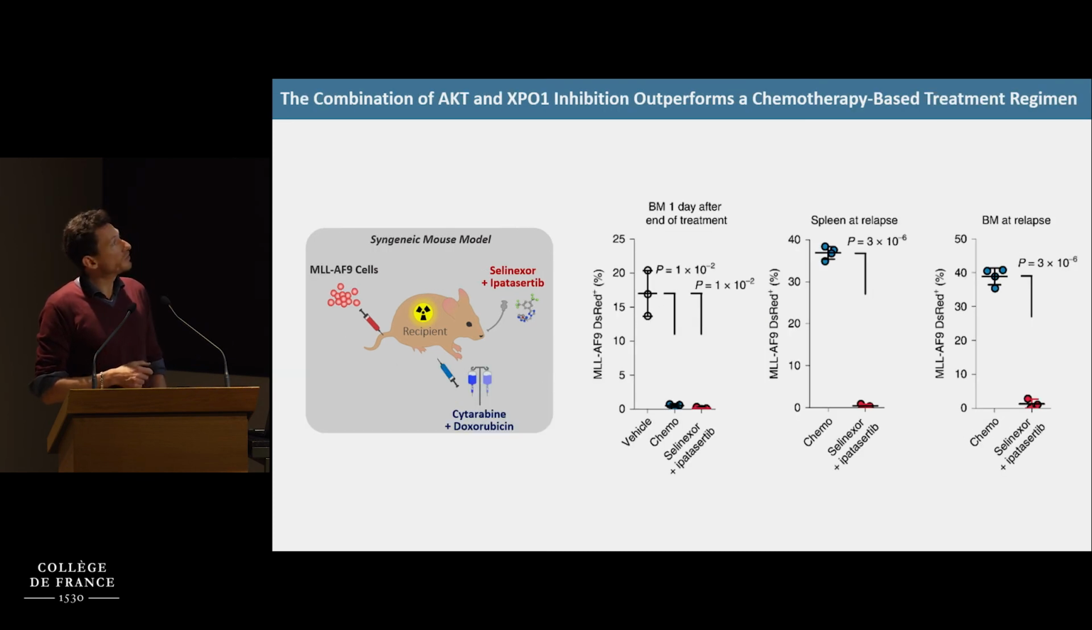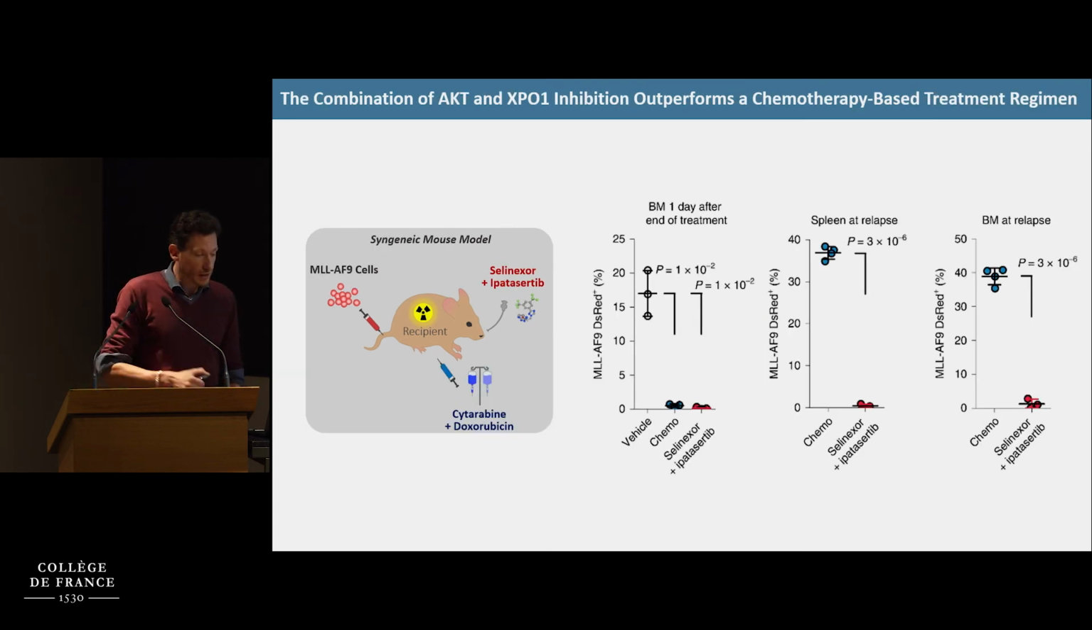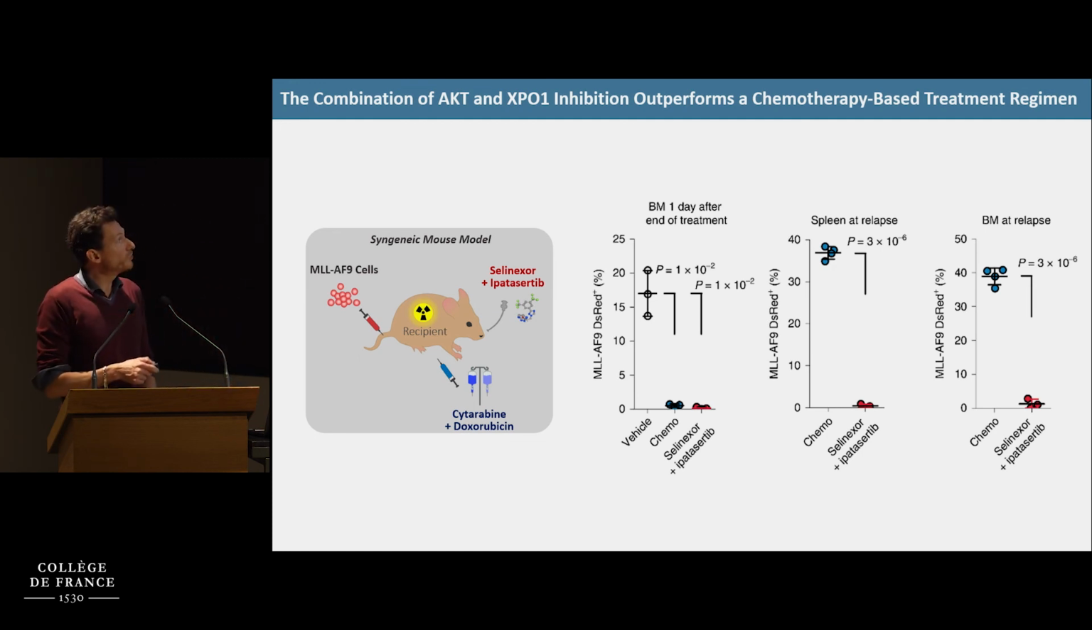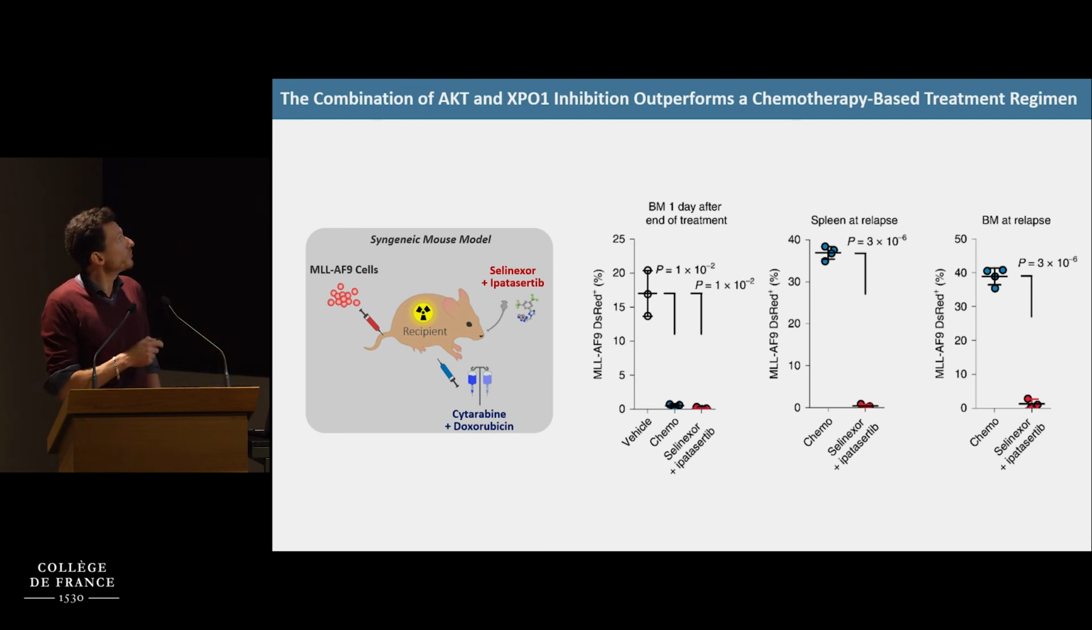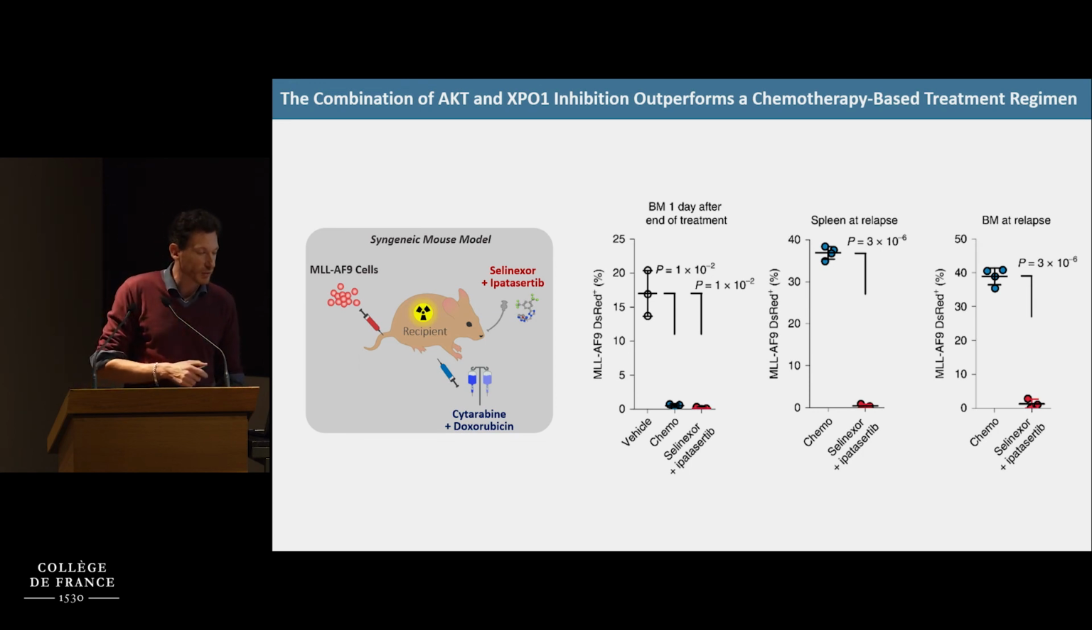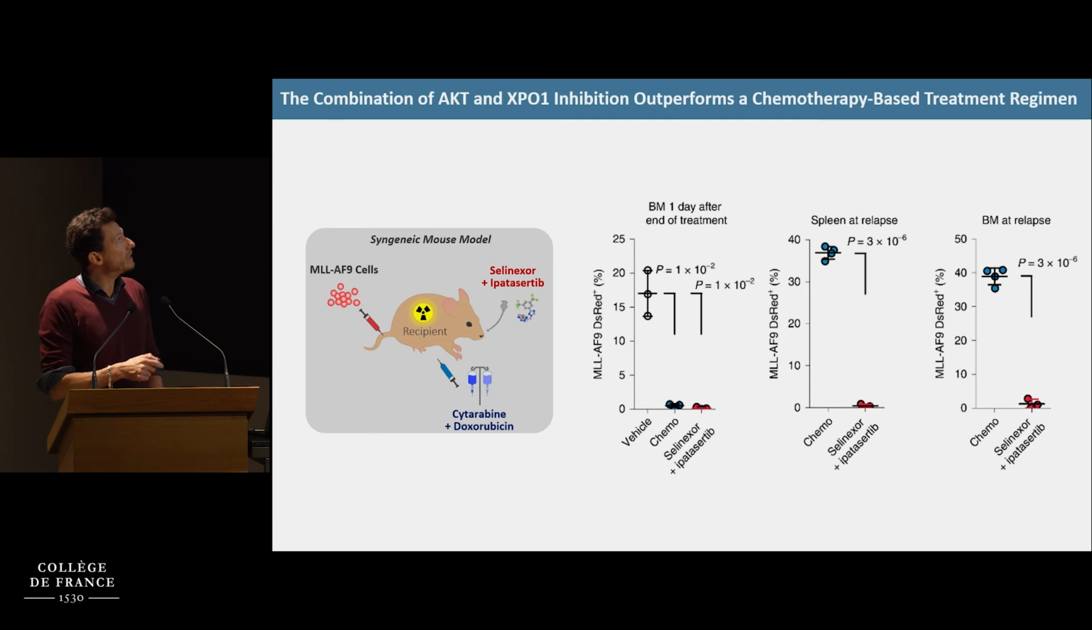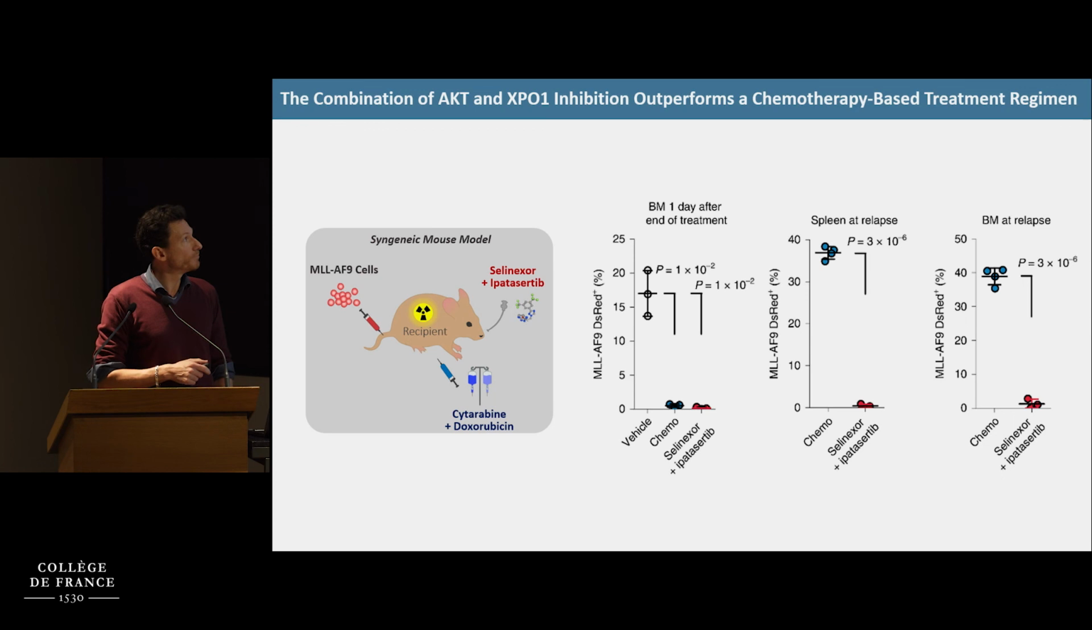The last experiment we wanted then to achieve was to compare the effect of the combination selinexor and ipatasertib with the standard chemotherapy regimen that is currently used in humans and that we translated into a mouse system. So we used our syngeneic mouse model, injected again with MLL-AF9 cells. It got treated with a combination of cytarabine and doxorubicin, which constitute the standard chemotherapy backbone in humans. And we compared this with mice treated with selinexor and ipatasertib.